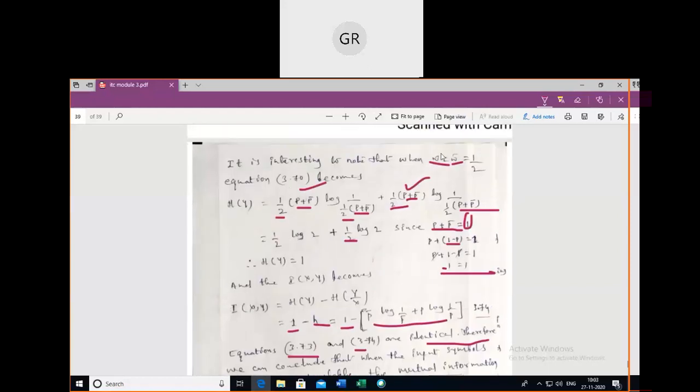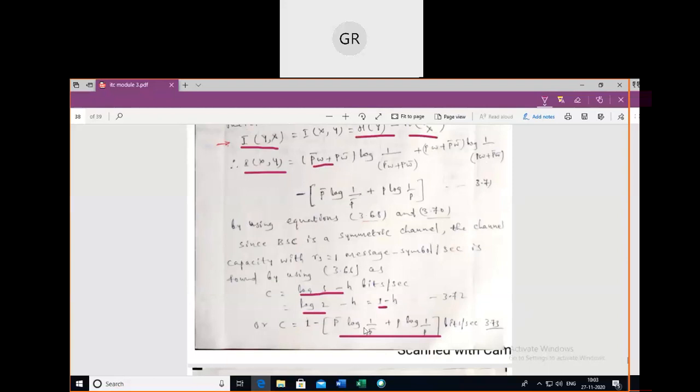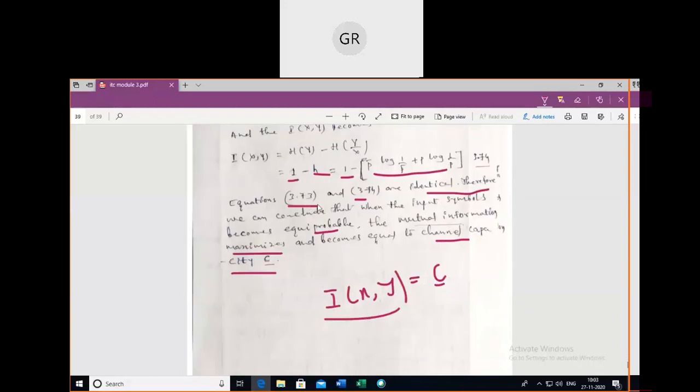Now we can substitute W and W bar equal to 1 divided by 2 in equation 3.70. We get I of XY is equal to 1 minus H. This equation is the same as equation 3.73. That's why, when the probabilities of the inputs are equiprobable, the mutual information is equal to capacity. This is about the binary symmetric channel. Please go through this.